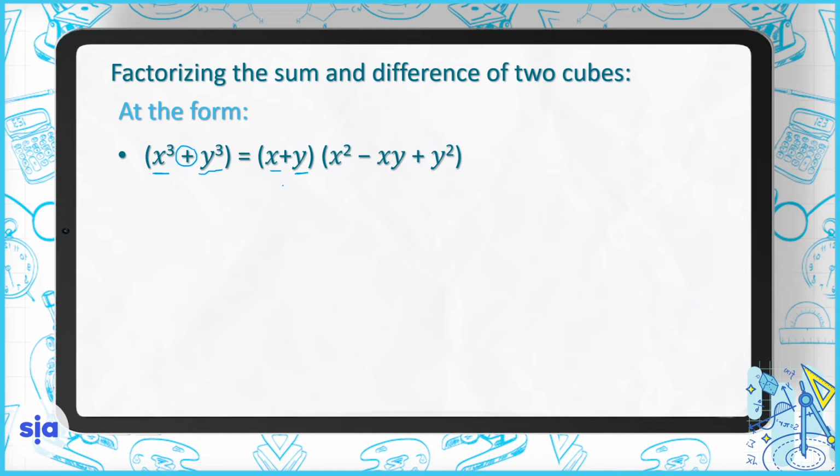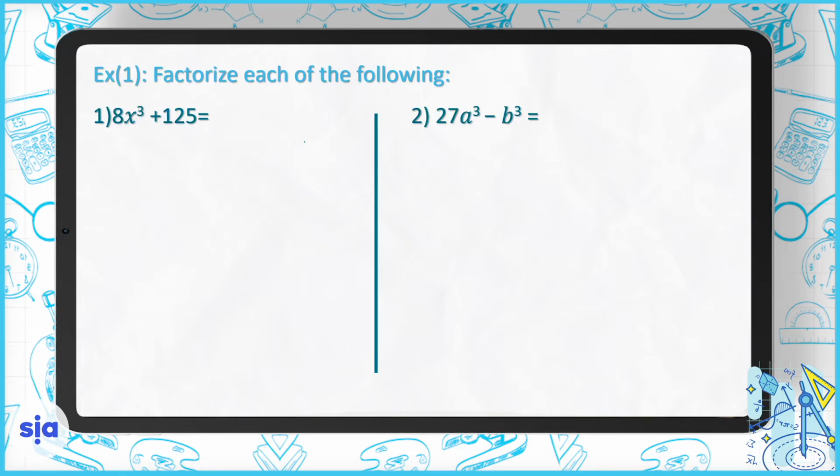After that, for the second bracket, we multiply the first one by itself, and then we change the sign that we have here. After that, we multiply the first by the second as x times y, and then we multiply the second one by itself. And the opposite also applies here. X power 3 minus y power 3 will be x minus y multiplied by x squared plus xy plus y squared. Let's go and factorize in exercise number 1.